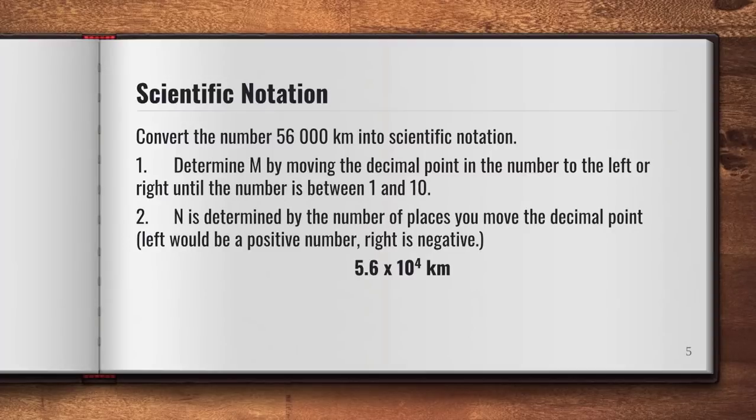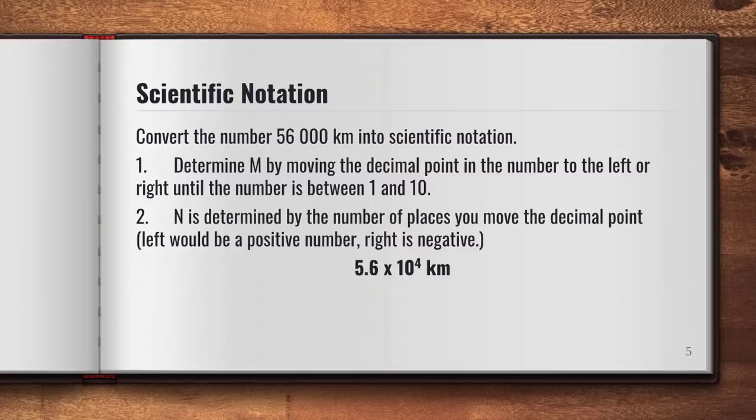So you'll get a question like this: convert the number 56,000 kilometers into scientific notation. So the first thing we need to do is to determine m, because remember, it's m times 10 to the nth power. So the first thing here is we determine m by moving the decimal point to the left or right until the number is between 1 and 10. So if we look here, the decimal point is going to be located just past that last zero, 56,000 decimal point kilometers. So in order to get that number between 1 and 10, we have to move the decimal place to the left 4 times.